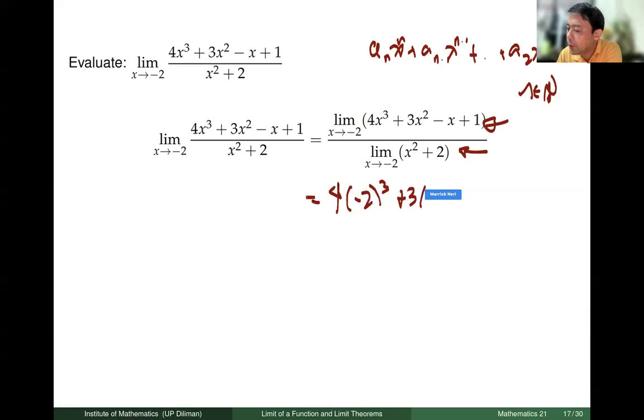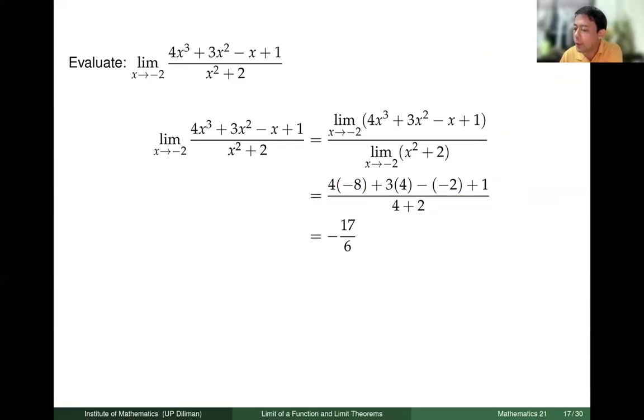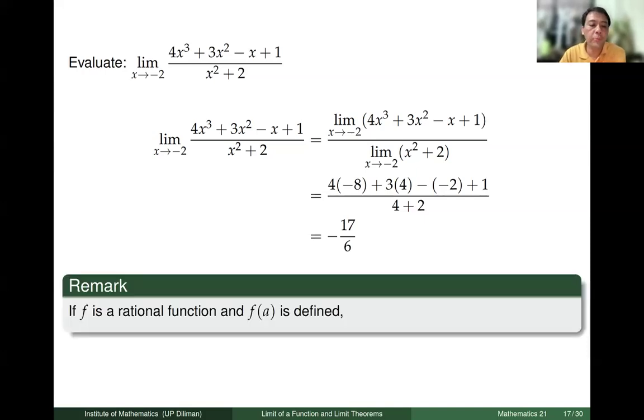So you have plus 3, negative 2 squared, minus negative 2 plus 1 all over negative 2 squared plus 2. Okay? And you simplify things, and the result is the following. Negative 17 over 6. Okay, so let me clear that. Okay. So that's the limit of this rational expression.